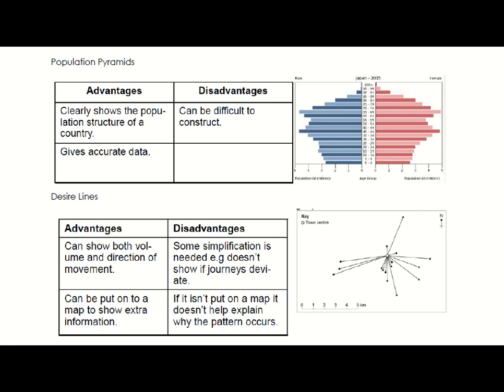And there's a few others here that are put in a different format, where I've just put advantages and disadvantages that I can think of for each of them, because they're things that could easily appear. So population pyramids, a couple of advantages and disadvantages, and desire lines, something you probably haven't encountered. Again, it's very rare. You would not likely see it, but it's not to say it won't appear.